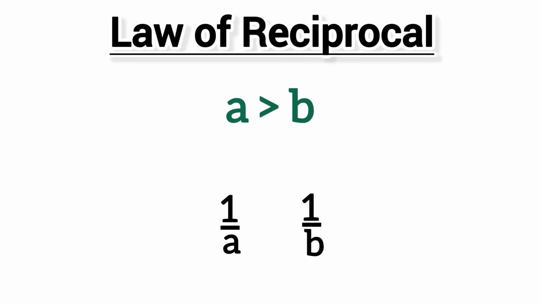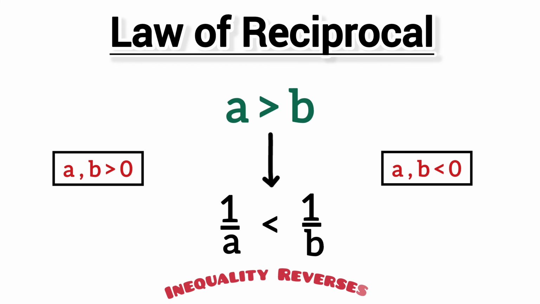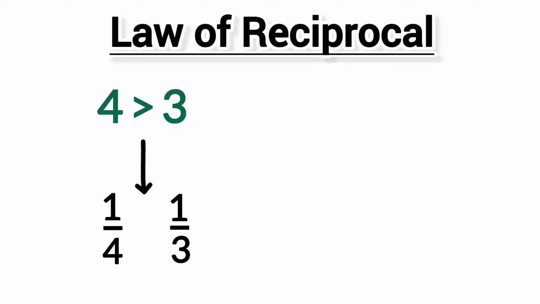Next is the law of reciprocal. If a is greater than b, what can you say about 1 by a and 1 by b? If a and b have the same sign, that means either both are positive or both are negative, then while taking the reciprocal, the sign of inequality gets reversed. Like 4 is greater than 3. So what about 1 by 4 and 1 by 3? Clearly 1 by 3 is greater than 1 by 4.